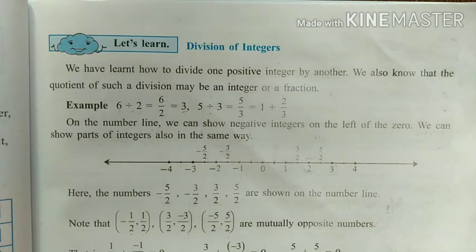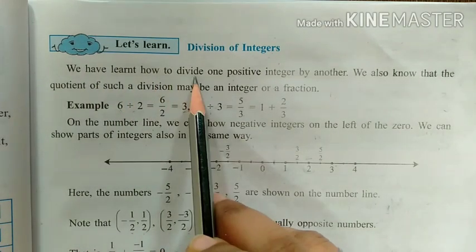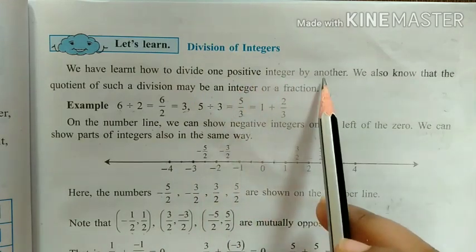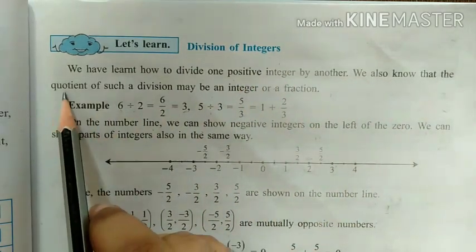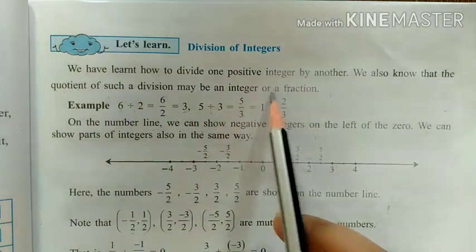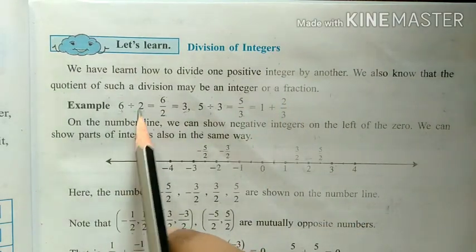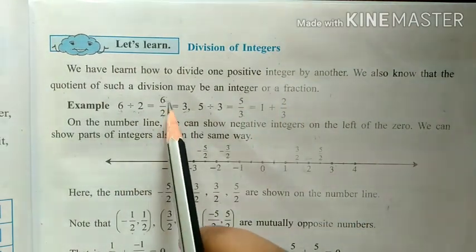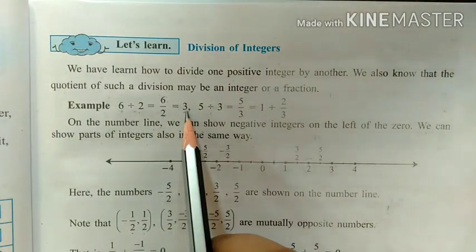Let us begin with the next part of the lesson, division of integers. We have learned how to divide one positive integer by another. We also know that the quotient of such a division may be an integer or a fraction. For example, 6 divided by 2, 6 upon 2. 6 is divisible by 2, the answer is 3, an integer.